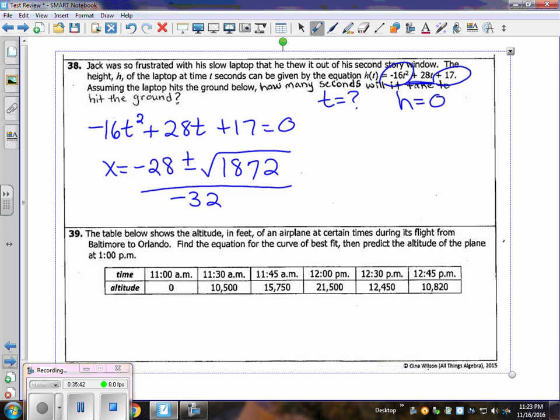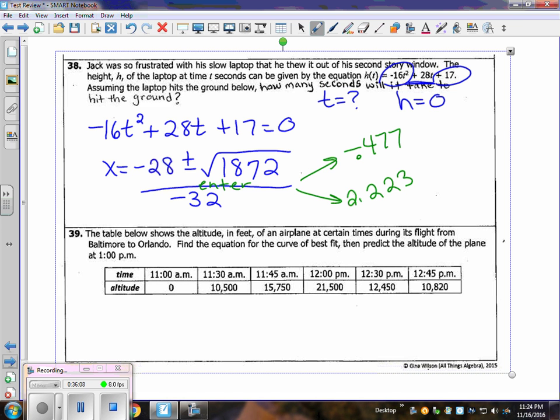And now, since it's a real problem, you would take negative 28 plus square root of 1872, hit enter, and then divide by your negative 32. So we would get a negative 0.477. Then do it again, but subtract. We would get 2.223. Y'all might round it a little bit differently, but as long as you're close.